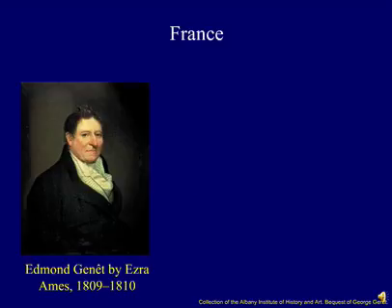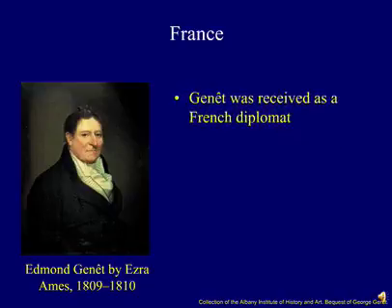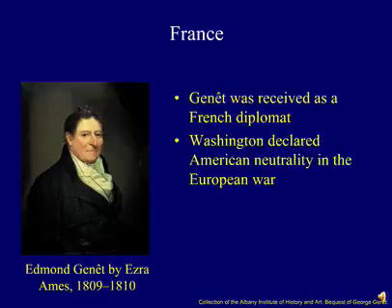The man shown here, Citizen Genet, was dispatched as a representative of the French government. The Americans received his diplomatic credentials, yet George Washington simultaneously issued a proclamation of neutrality in the European war, thereby invalidating the previous alliance with France.